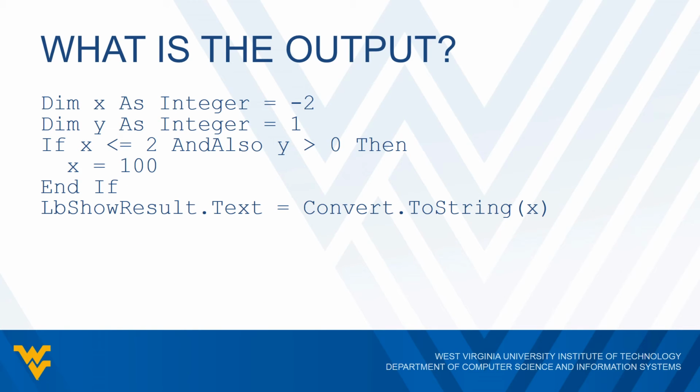In this example, we're using the and also operator. So given the code and our conditions are x less than or equal to 2 and y greater than 0, I want you to tell me what the output of this code is going to be.